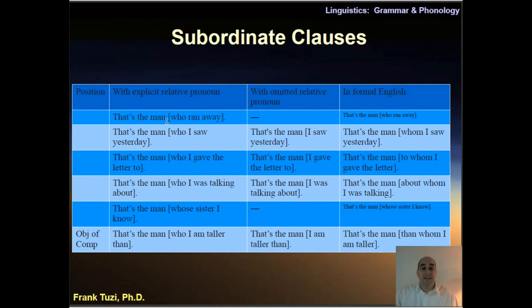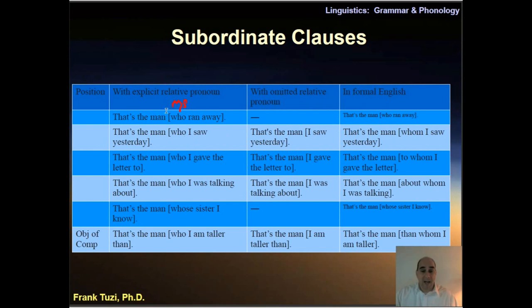Okay, that is the man who ran away. Now, what is who ran away? Okay, who is your marker. It's also your subject. What does who represent? Who, it describes the man. So that's the man, period. The man ran away. So we take this, the man ran away, we convert that to who, and we put it at the beginning of this clause. Okay. Who ran away. So now we have MSV. There's your subordinate clause, right? In formal English, that's the man who ran away.